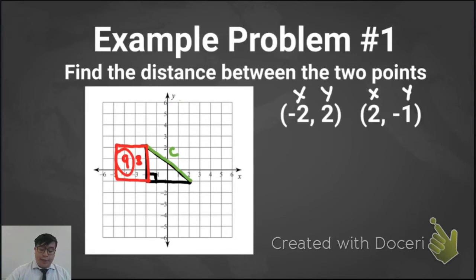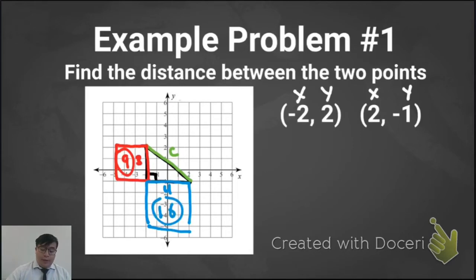Now let's take a look at side b. What is the length of side b? b has a length of 4. And so what would b squared be? What would be the area of this square here? I know that 4 squared, or 4 times 4, that's going to be 16.